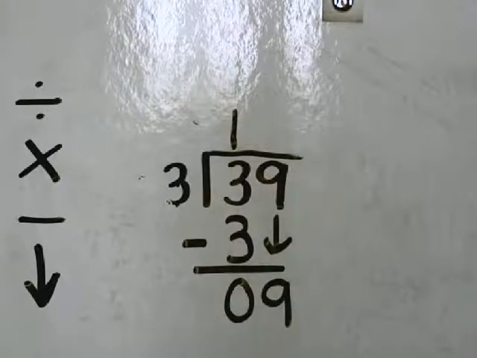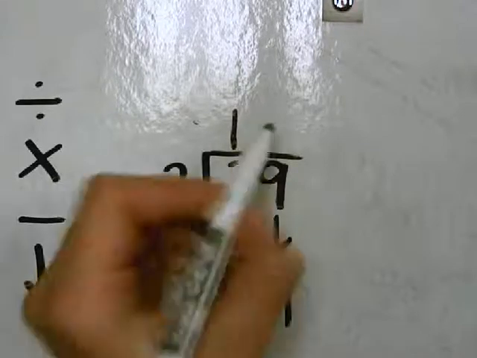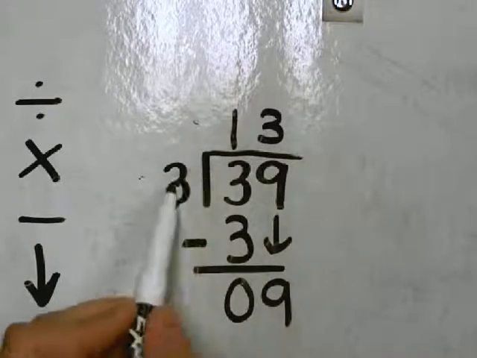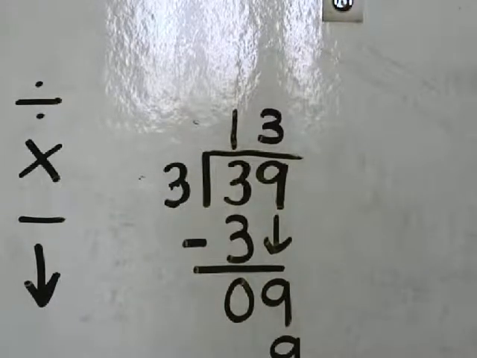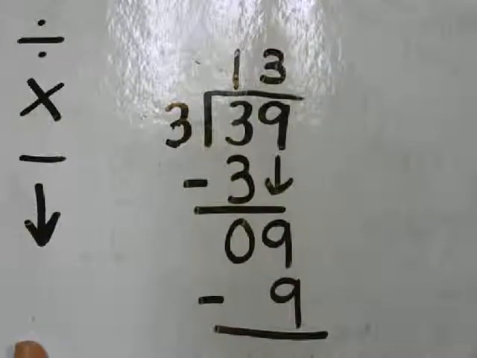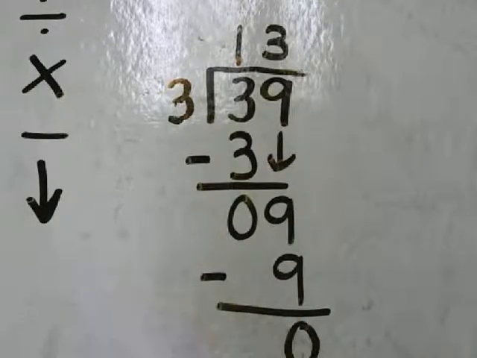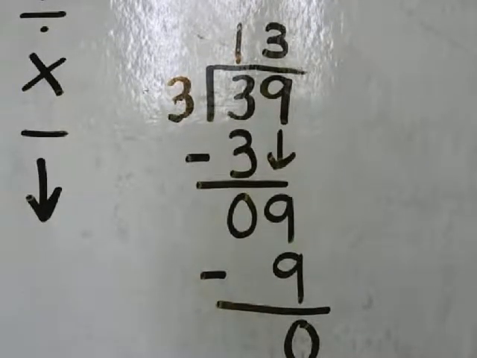So we're going to divide. 9 divided by this 3 is 3. Now we need to multiply. 3 times 3 is 9. Now we need to subtract. And 9 minus 9 is 0. So we do not have a remainder. So our answer, or our quotient, is 13.